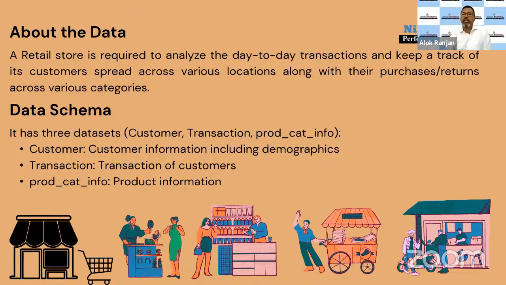Transactions data means what product the customer has bought, on which specific date, how many quantity, what is the price of that product, and how much they have paid. All this information is present here. Product category information includes your product-related information such as the product ID, product name, the subcategories of the product, and their unit price. All the information is present in the product category information.